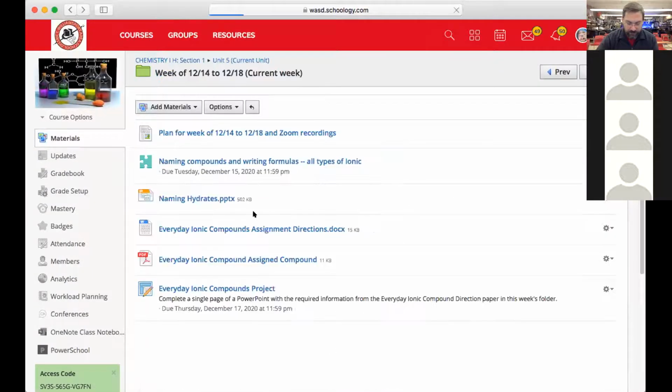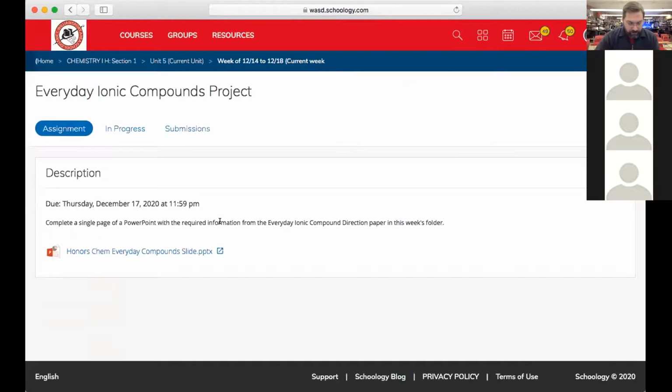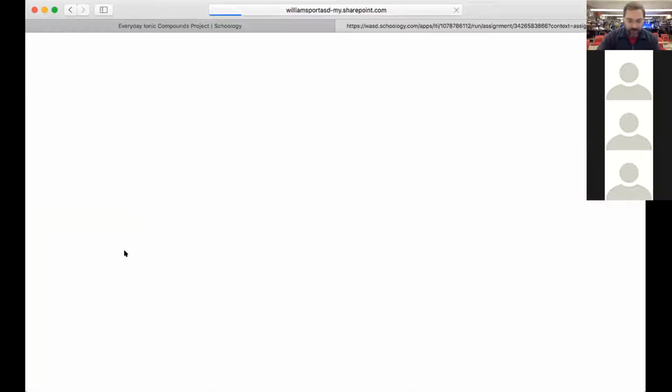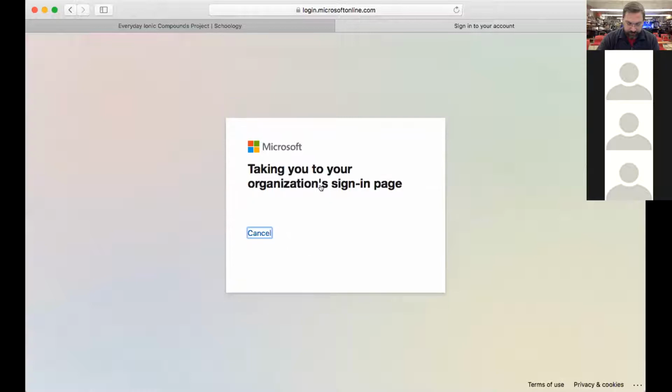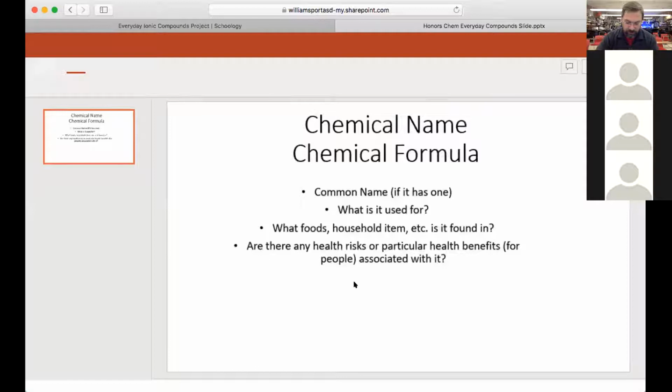Okay, so anyway, this is the directions. That's the compound you're assigned. When you click on the Ionic Compound project itself, it is a single PowerPoint slide in OneDrive. And so when you open that up, oops, I got to sign into an account. Whenever you open the OneDrive up, it'll just open up a single slide, and it's sort of like a template, but not really a template. Whenever it opens up, it has that basic information, so you can just replace this stuff.